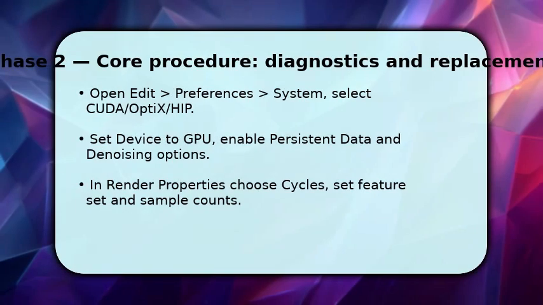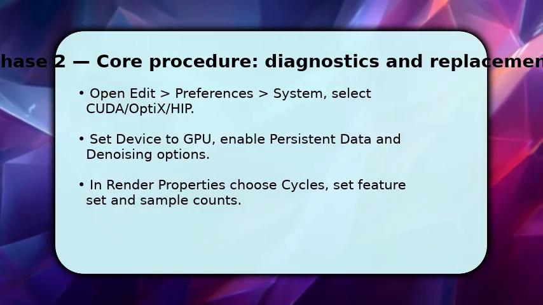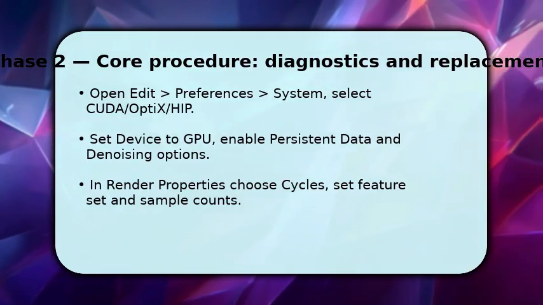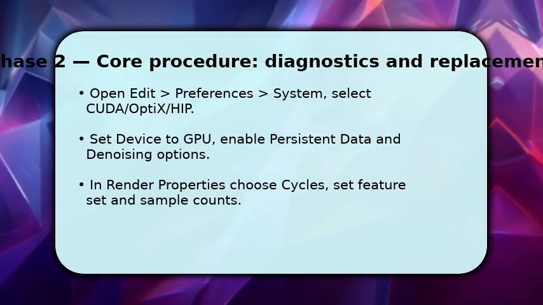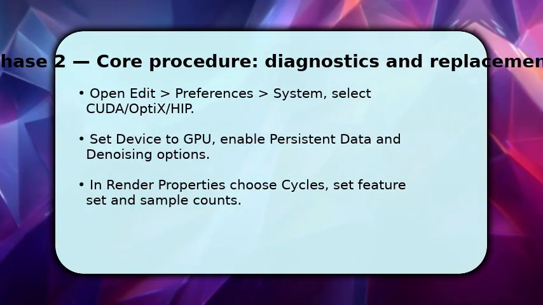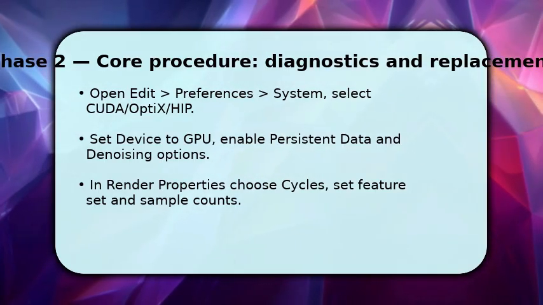Now configure Blender to use the GPU for actual rendering. Open Edit, Preferences, then System and select the correct backend: CUDA for older NVIDIA, OptiX for RTX, or HIP for AMD. Enable your GPU device and consider turning on persistent data to reduce rebuilds between frames.